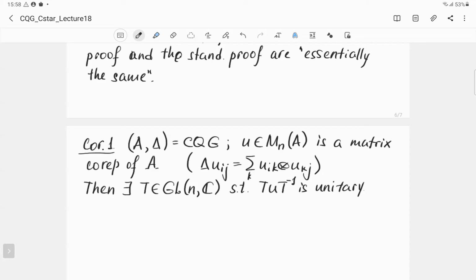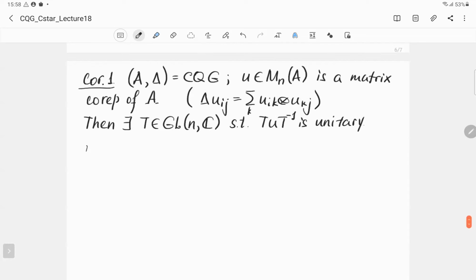And let's now apply this to compact matrix quantum groups. Corollary 2. Suppose that (A, delta, U) is a compact matrix quantum group. So this means that A is a unital C-star algebra and delta is a unital star homomorphism from A to A tensor A. And U is a certain matrix which is invertible such that the U transpose is also invertible, and delta takes U to the element given by this formula.